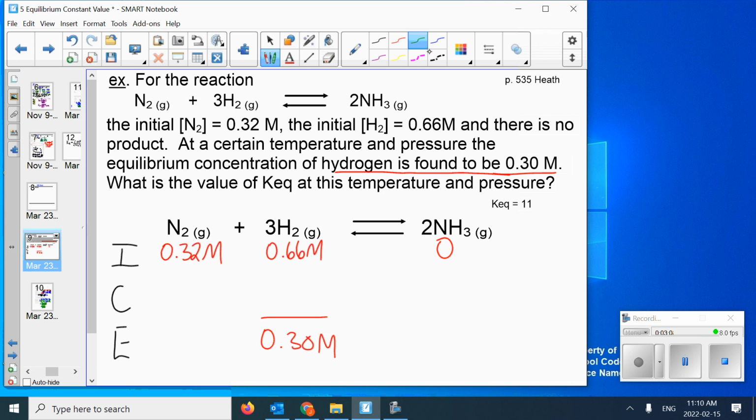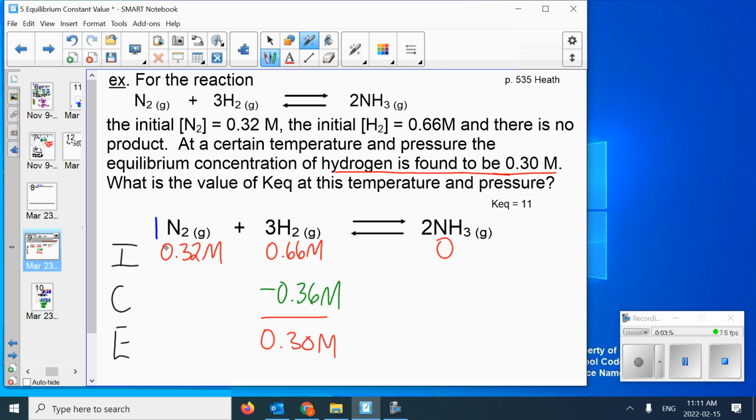You can use a calculator on this, just subtraction and addition, and there's no shame in that. So right now, how do we go from 0.66 to 0.30? We must subtract, and you can use your calculator, but it's subtracting 0.36. So I'm going to toss that in. Minus 0.36 is the change. This is important because the change is proportional to the 1, 3, and 2 used to balance the equation. We've got 3 hydrogens for every 1 nitrogen.